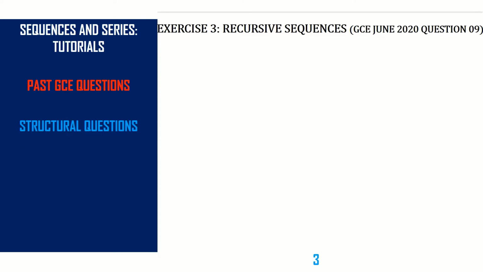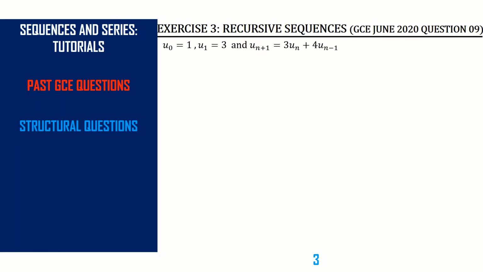Okay, so we are going to start straight away with solving of the various problems. We have some information that was displayed to us. We have u0 is 1, u1 is 3, and u(n+1) is 3un plus 4u(n-1). Now, the very first question is asking us to find the value of u2.